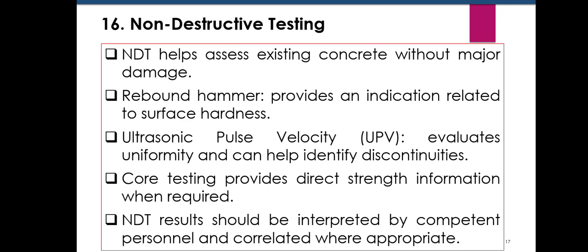So sometimes we need to assess existing concrete without causing major damage. This is where non-destructive testing, or NDT, becomes useful. The rebound hammer provides an indication related to surface hardness. Ultrasonic pulse velocity, that is UPV, can help evaluate concrete uniformity and identify possible discontinuities. Core testing can provide more direct information about concrete strength when required. However, NDT results should be interpreted by competent personnel and, where appropriate, correlated with other information.